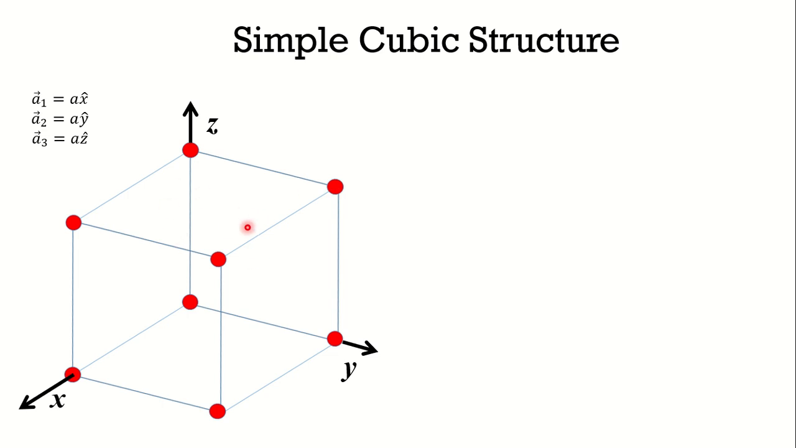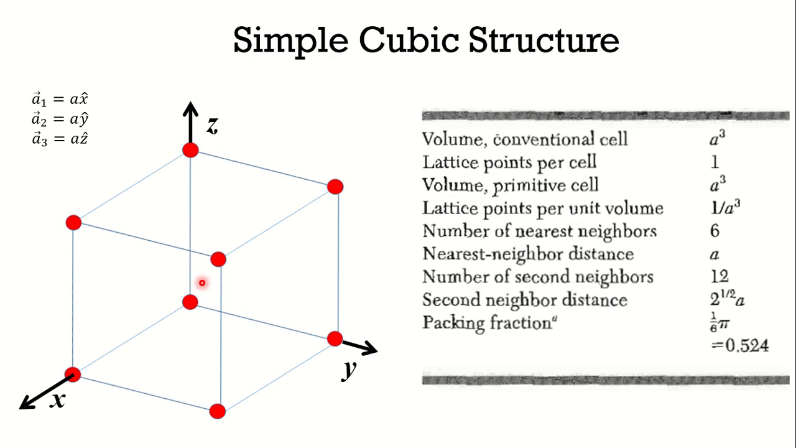And how many corner points are there? There are 8 corner points. So 8 into 1 by 8. So there is a total of 1 lattice point in a cubic lattice. I hope this is clear to all of you. Now, what is the volume of this conventional cell? Since all the sides are a, the volume is a cube. The lattice points per unit cell, as I discussed, 8 into 1 by 8. So 1 lattice point per cell.